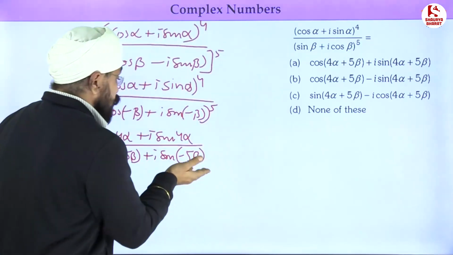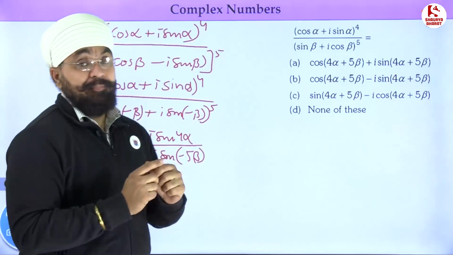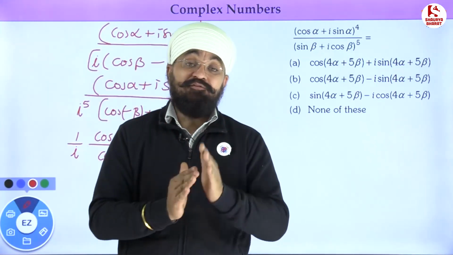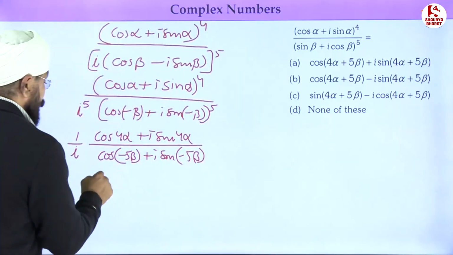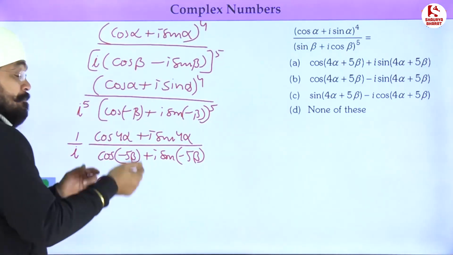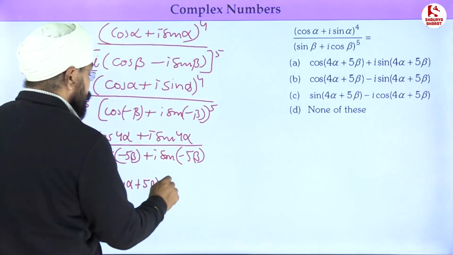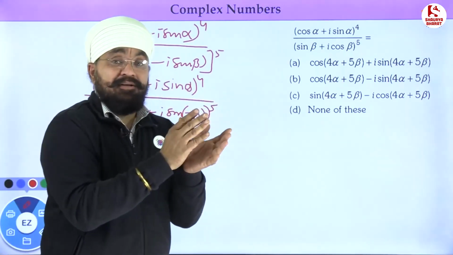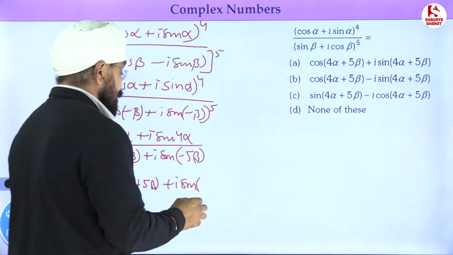When this denominator goes to the numerator, we'll get a minus power. Minus power means that you have to keep in mind: whenever we are multiplying complex numbers, add the arguments. When we are dividing complex numbers, subtract the arguments. So when we take it to the numerator, this can be written as 4 alpha minus of minus 5 beta, so it becomes 4 alpha plus 5 beta for cos and iota sine. Again, that minus 5 beta goes to the numerator, and minus of minus 5 beta will be plus 5 beta.